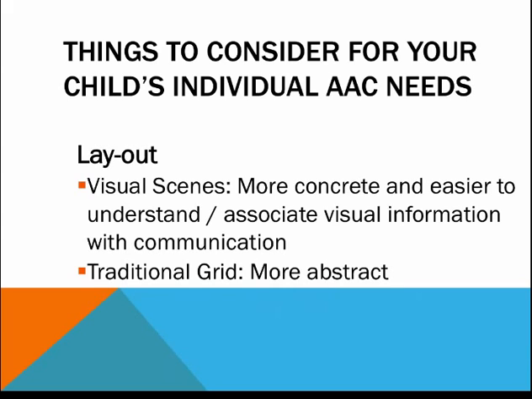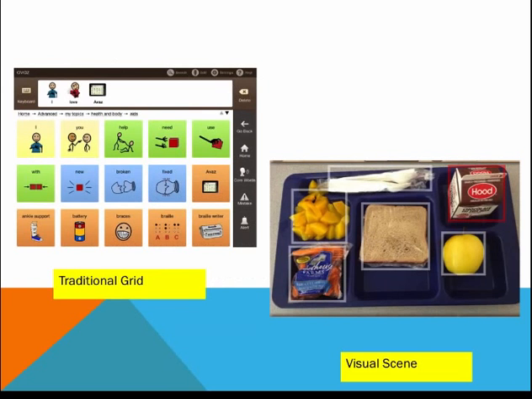A traditional grid display, which many of our AAC systems and apps have, is more abstract. But again, these are just the two different layouts that need to be considered. On the screen right now, you should see on the left a traditional grid display, where the person is selecting different messages to communicate something. And then over on the right would be an example of a visual scene display.